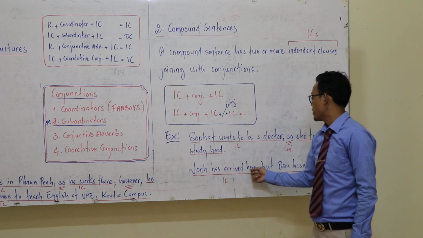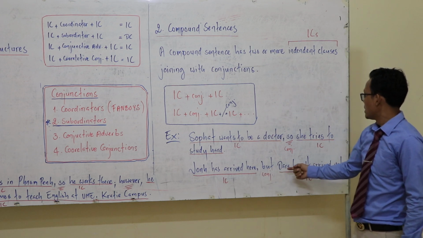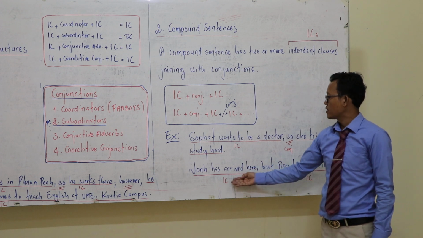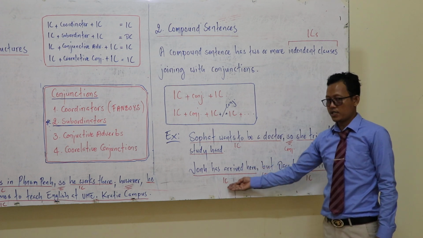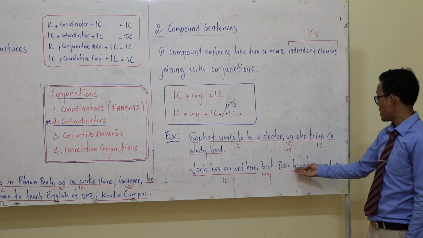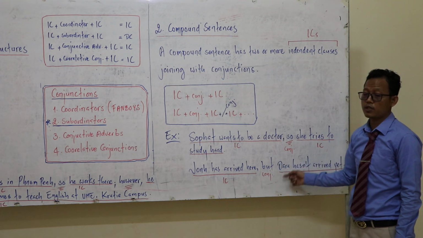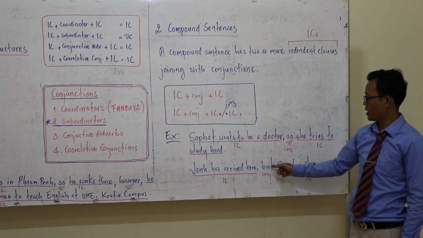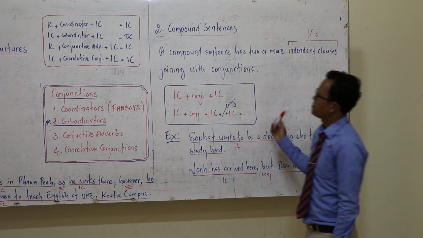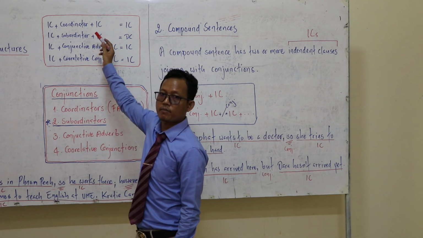Another one. John has arrived here, but Dara hasn't arrived yet. John has arrived here is an IC, and Dara hasn't arrived yet is another IC. And we join with the conjunction but. We can say FANBOYS, right? But. You can see here, everyone, this form I told you last semester.